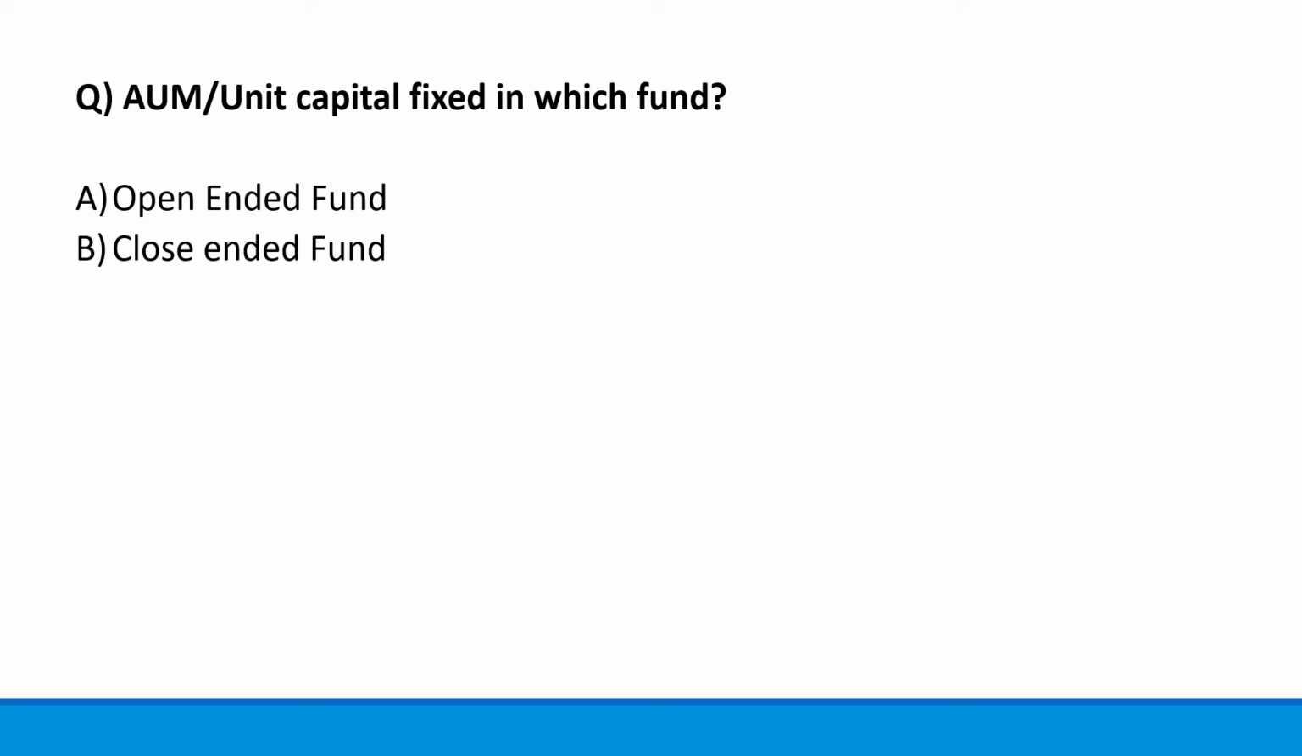Next question. AUM or unit capital is fixed in which fund? Option A, open-ended fund or closed-ended fund. Correct option is option B, closed-ended fund.